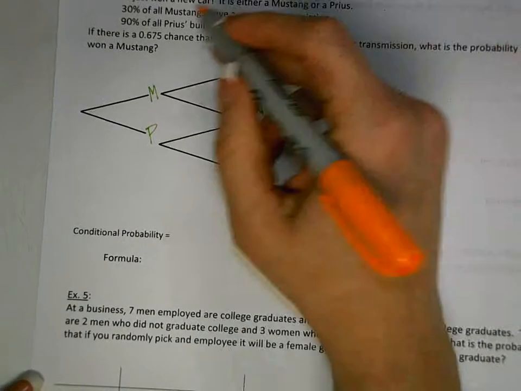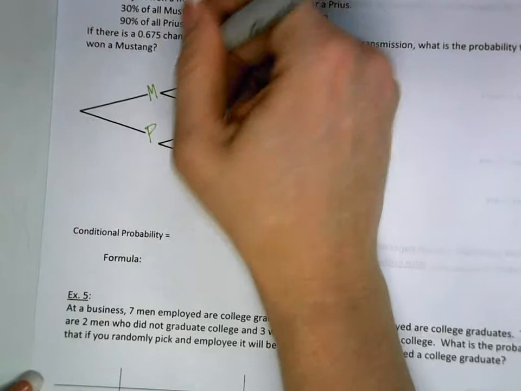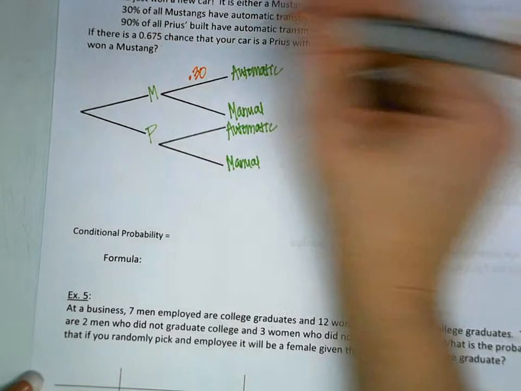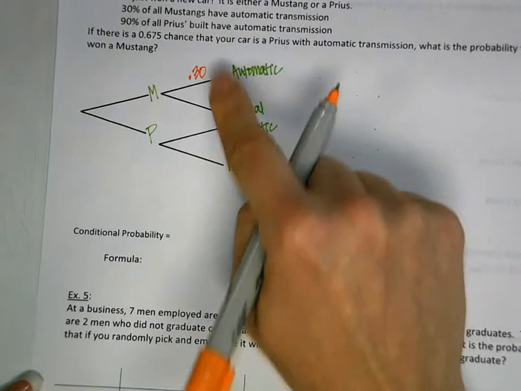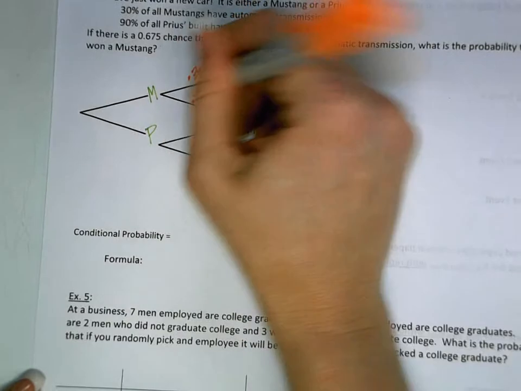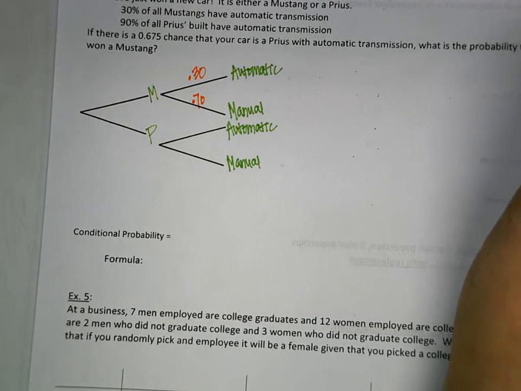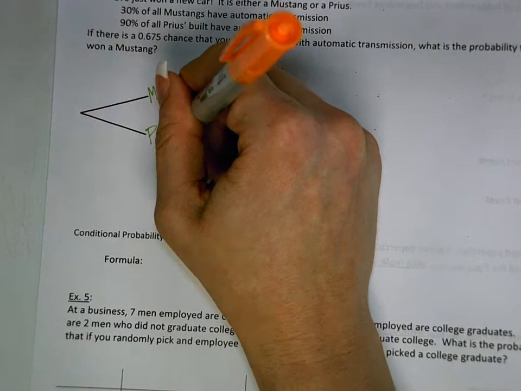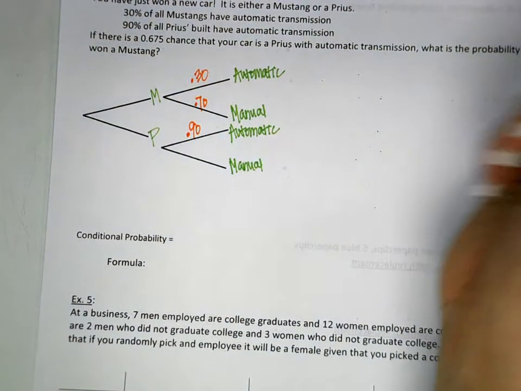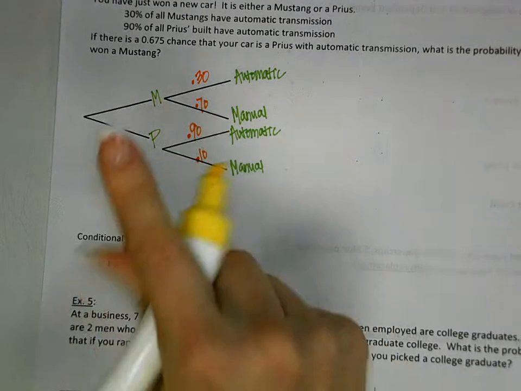Now let's fill in what I know. I know that 30% of all Mustangs have automatic transmission. So Mustang's automatic is 0.30, 30%. So how many have manual transmission? 70%, so 0.70. These are complementary, okay? They have to add together to equal 1. How about for Priuses? 90% of Priuses built have automatic transmission. So 0.90. How many would have manual transmission? 0.10 or 10%.